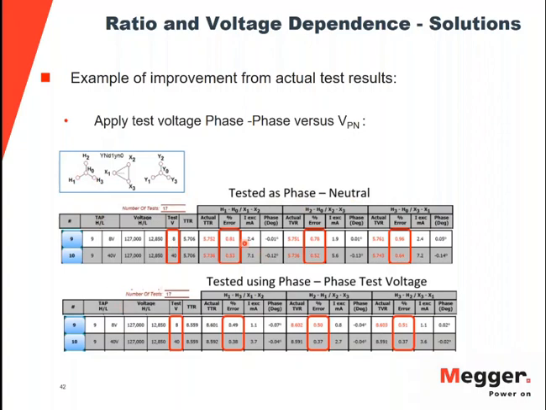If I apply 8 volt, you can see that I'm getting a ratio which is outside the tolerance. Then I increase the voltage to 40 volt, I get better results, but I am still out of tolerance. Then I try a phase-to-phase voltage, the same voltages, and you can see that at 40 volt, my values are within the tolerances.